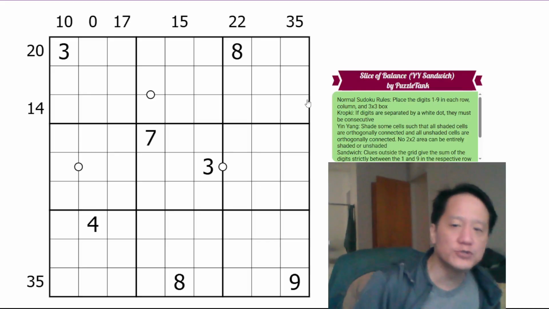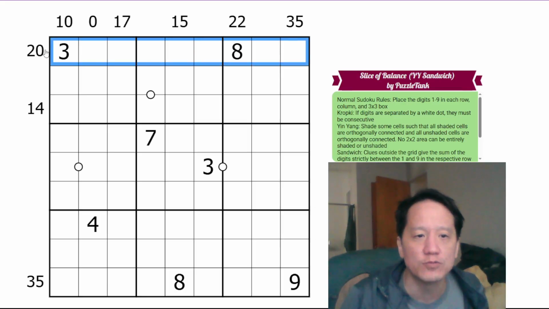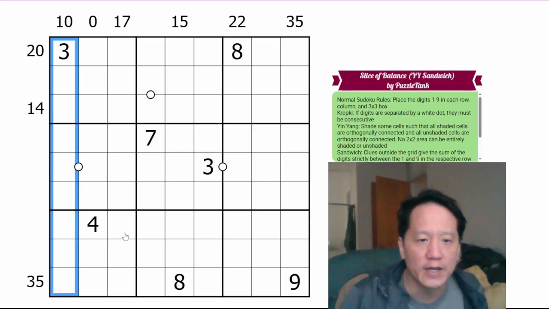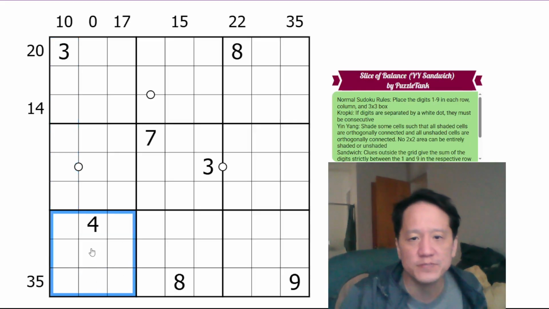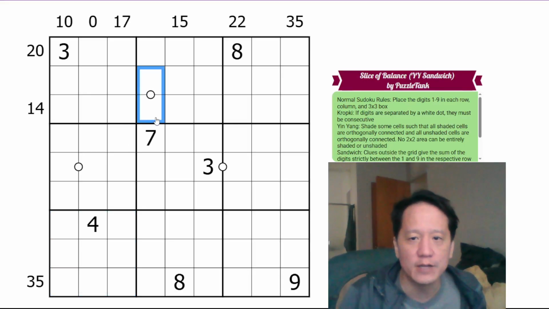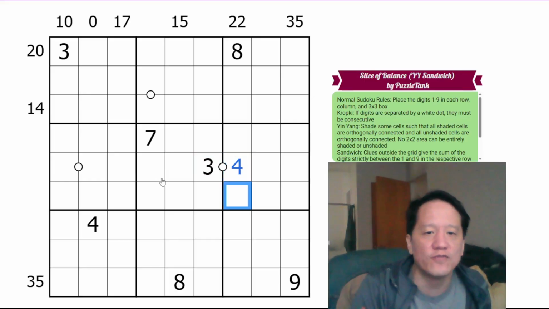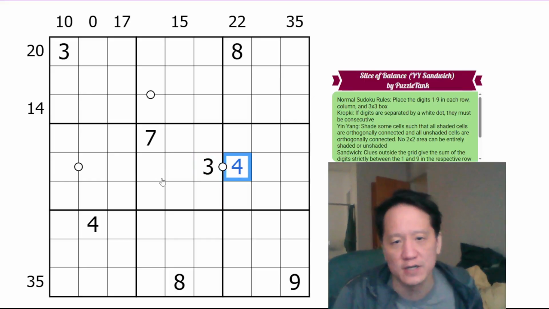We have normal Sudoku rules, where we need to place the digits 1 through 9 in each row, column, and 3x3 box. We have Kropki dots, where if digits are separated by a white dot, they must be consecutive. So for example, if this is 3, this has to be 2 or 4, because these digits must be consecutive with 3.